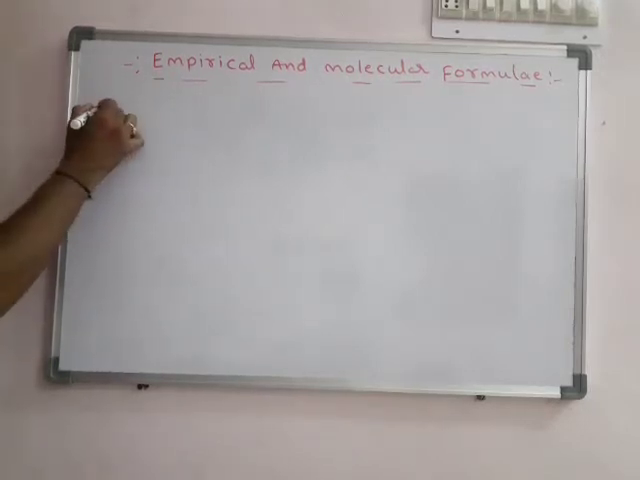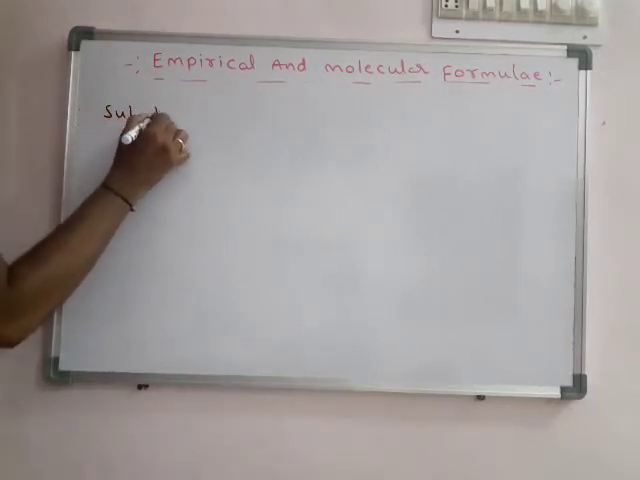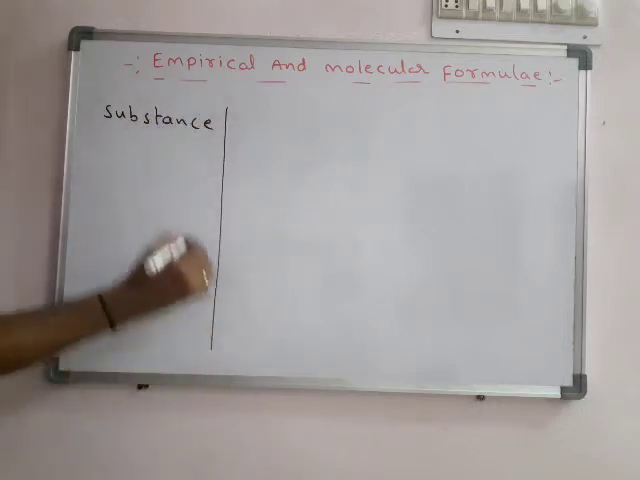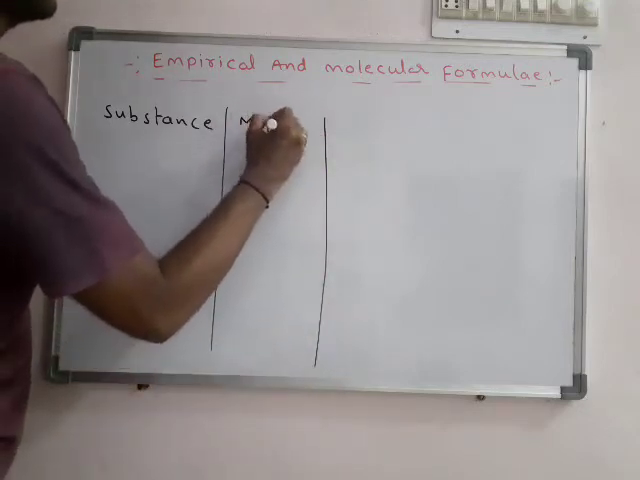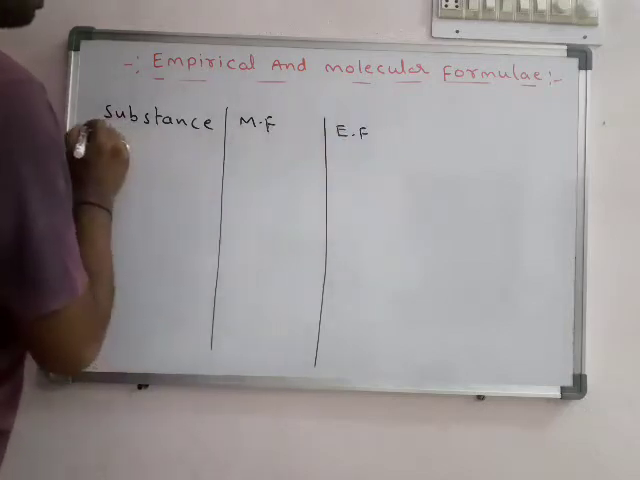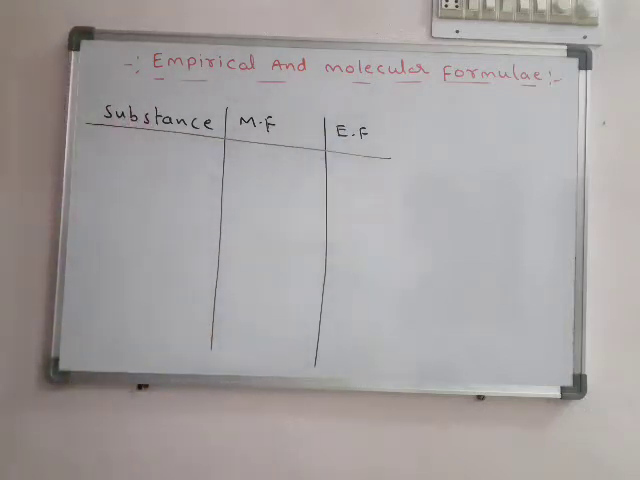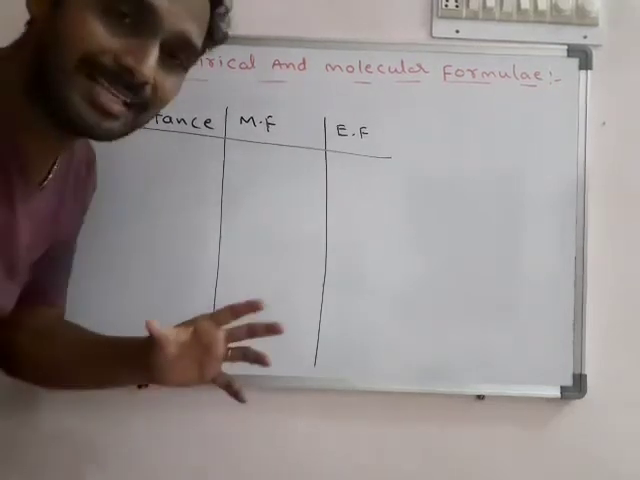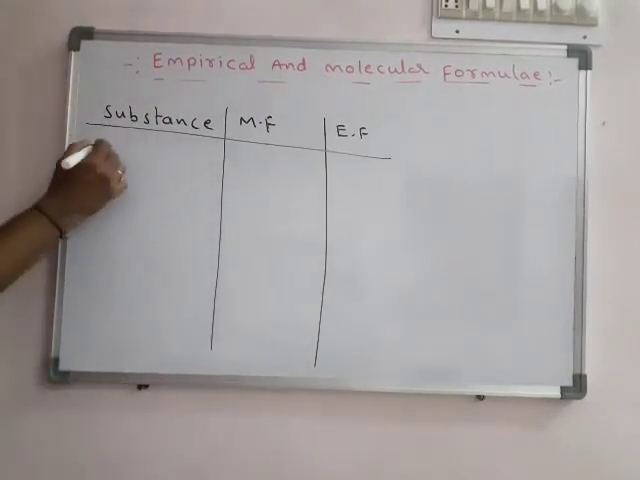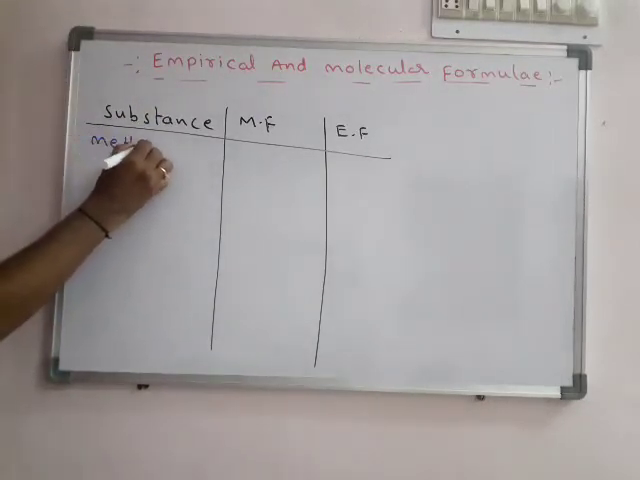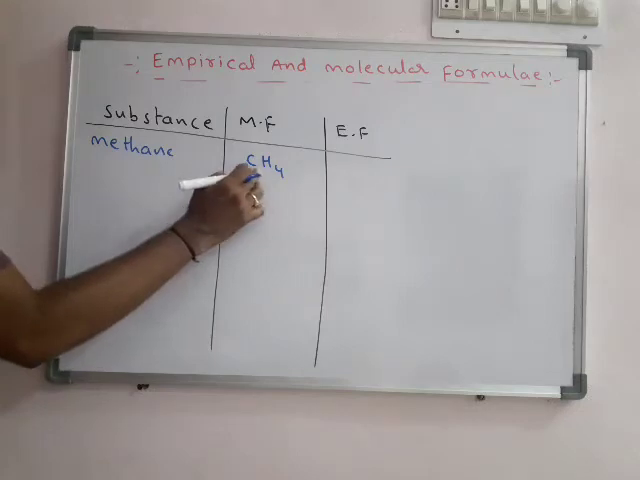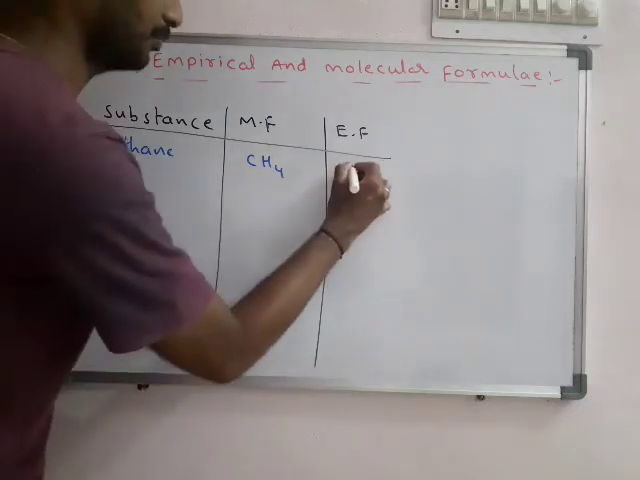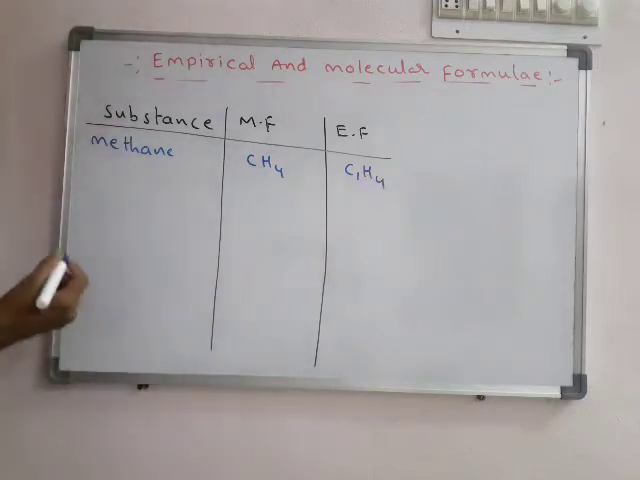Just here we are adding a substance or a compound. Next, MF means molecular formula. Next, EF, that is empirical formula. We do some examples, and based on those examples we can write some points also. For example, first take methane. What is the molecular formula? CH4. What is the empirical formula? 1:4. We need to take a simple ratio, and since this is already a simple ratio, the formula is C1H4, no change.